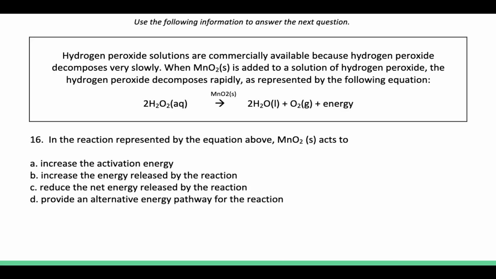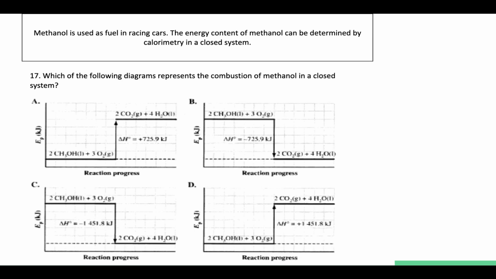Looking at number 16, if you add in a catalyst, it would decrease activation energy. It doesn't do anything to energy released. Again, nothing to energy release. It just provides an alternate pathway, right? A lower activation energy.